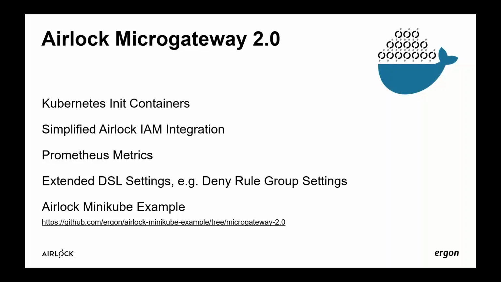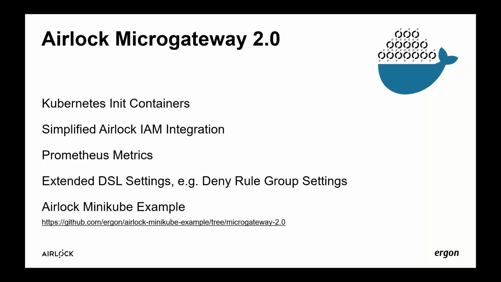So we introduced Kubernetes init container. This makes the running container of the Micro Gateway much smaller. It will take much less resources. There was a possibility with Micro Gateway 1 to integrate Airlock IAM, but now the integration is much easier. There are different ways you can integrate it, and depending on what you want to set up, there are different ways how you can achieve your goal.